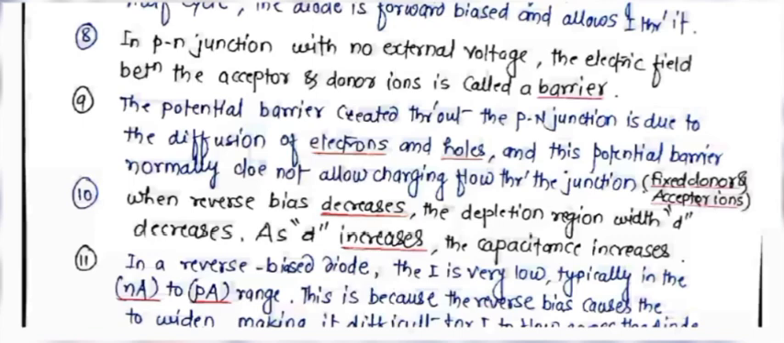When reverse bias decreases, the depletion region width d decreases. As d increases, capacitance decreases.